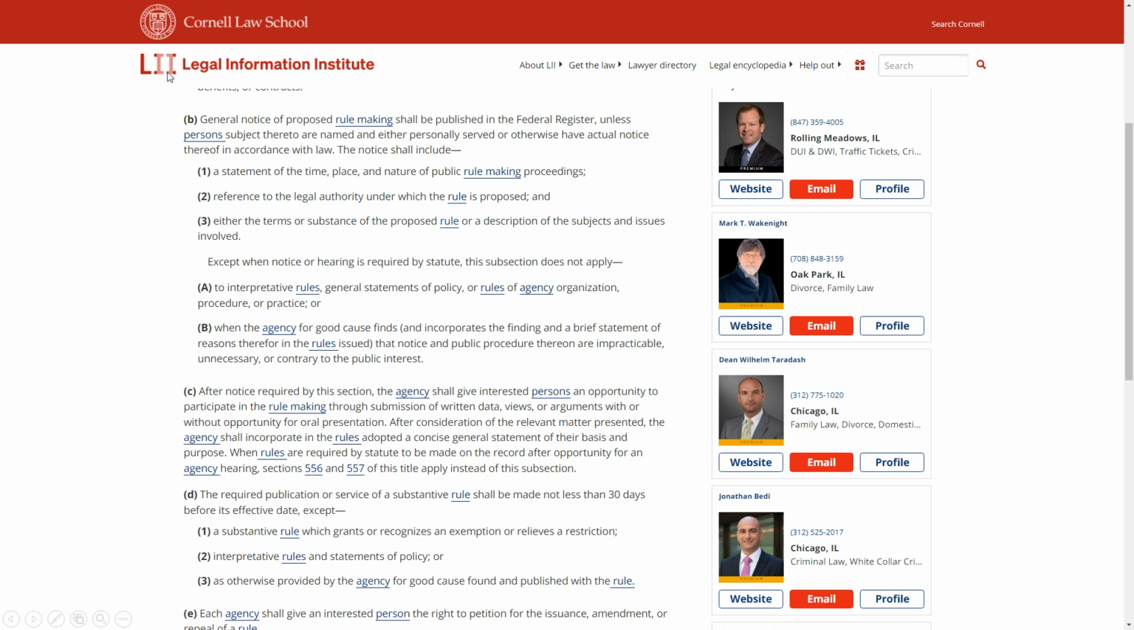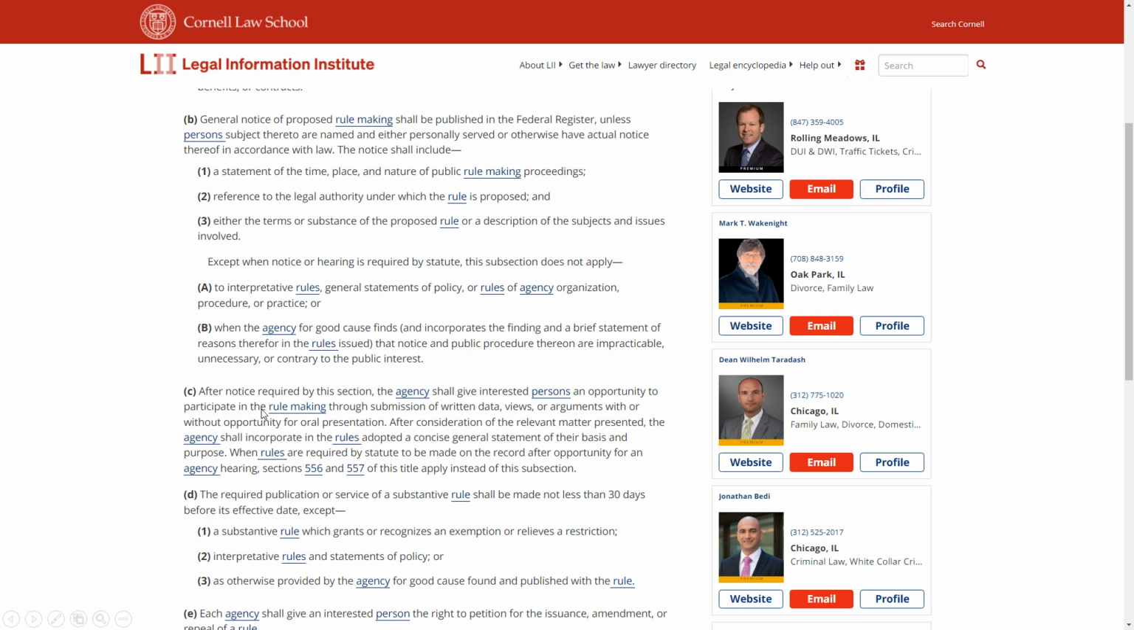And this is actually the text of it from the Cornell site. Okay, so a general notice of proposed rulemaking goes in the Federal Register, which tells you the time, place, and nature, what statute it's under, and the substance of the proposed rule. It does not apply to interpretive rules, right? Remember we were talking about interpretive rules, where it's just kind of guidance statements, so it doesn't apply to that because that's just them talking.